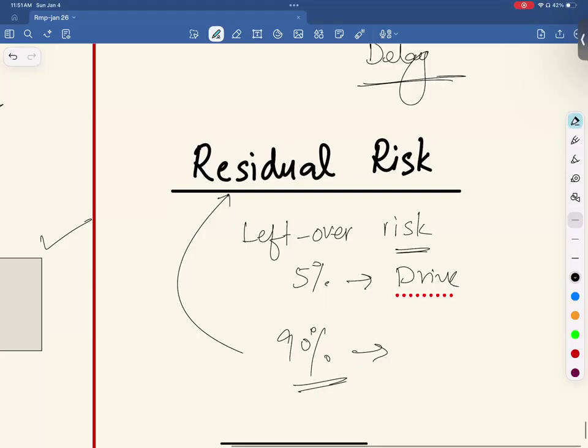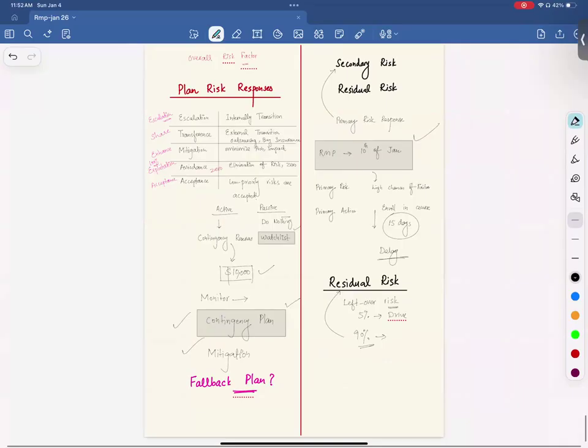So this is residual risk. This comes under the monitoring section. So you monitor your secondary risk and residual risk, right? And if your residual risk is more than your appetite, you're not going to do that. Okay? I hope it is clear. Any question from this section, anyone, please? From the response section, if you have any question, please feel free to ask.